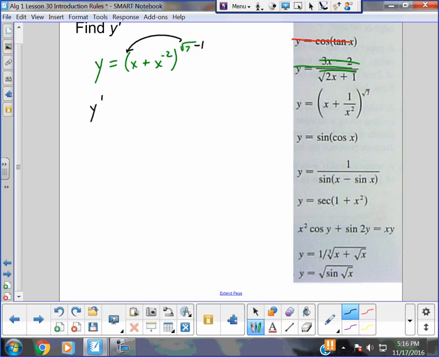So y prime is square root of 7. I don't care what it is. The inside doesn't change. And I can't combine them, so I'll just write it as square root of 7 minus 1. Times the derivative of the inside. Well, derivative of x is 1. Derivative of x to the negative 2, negative 2 comes down, and then reduce the power by 1. And that is the answer. I'm already done with the third problem.